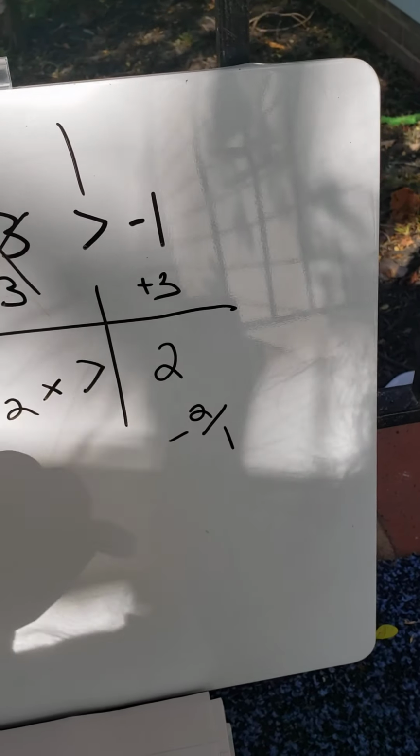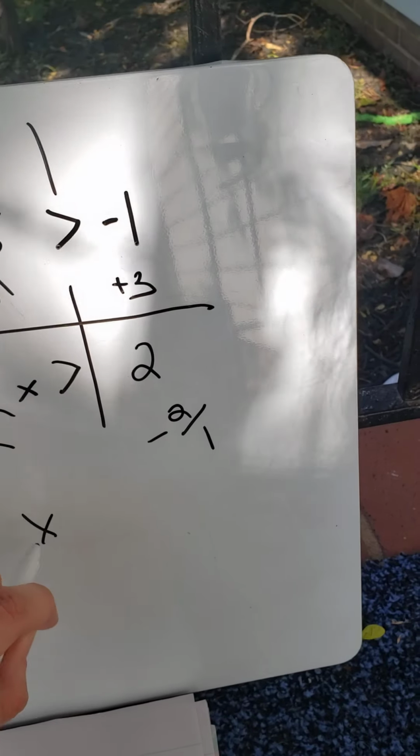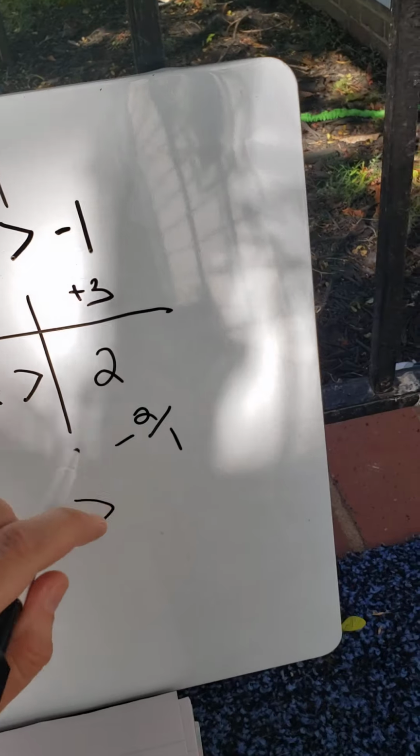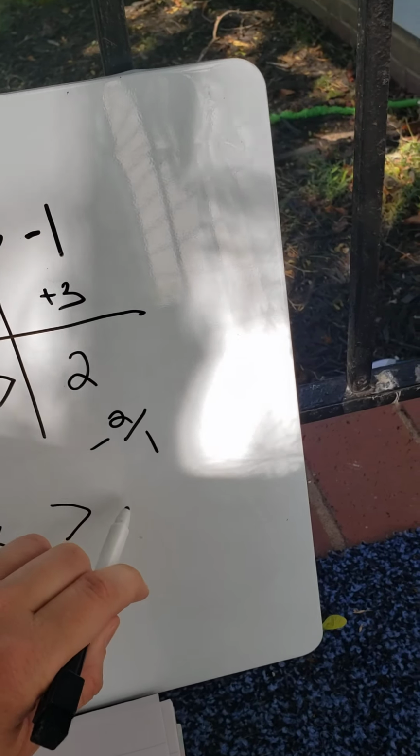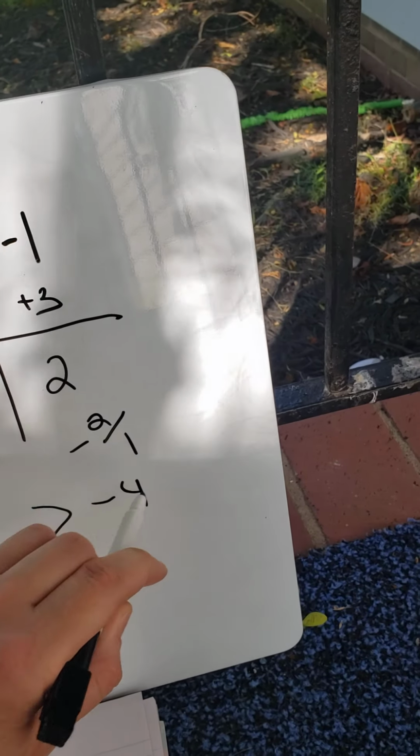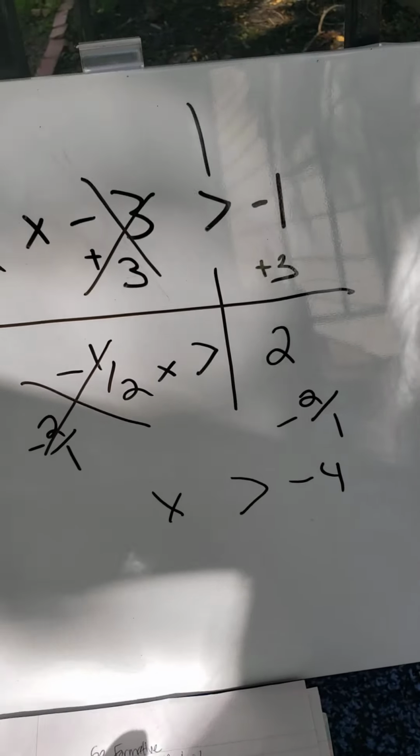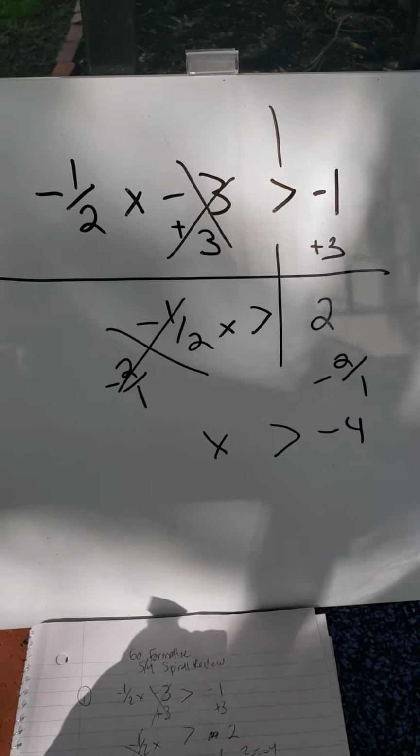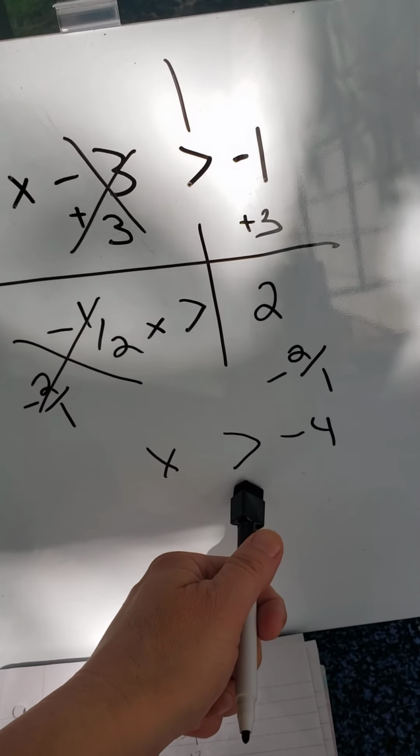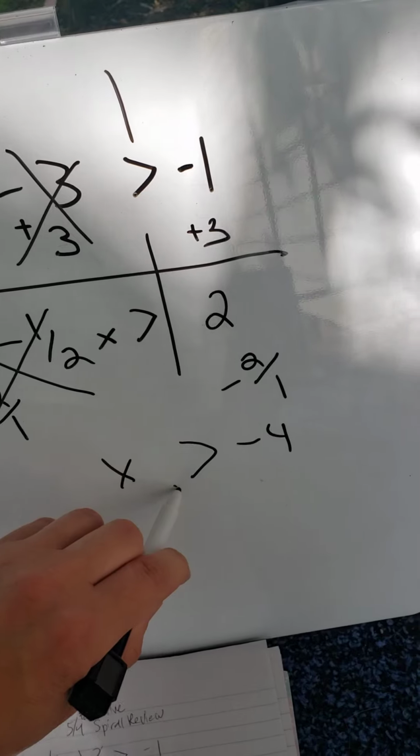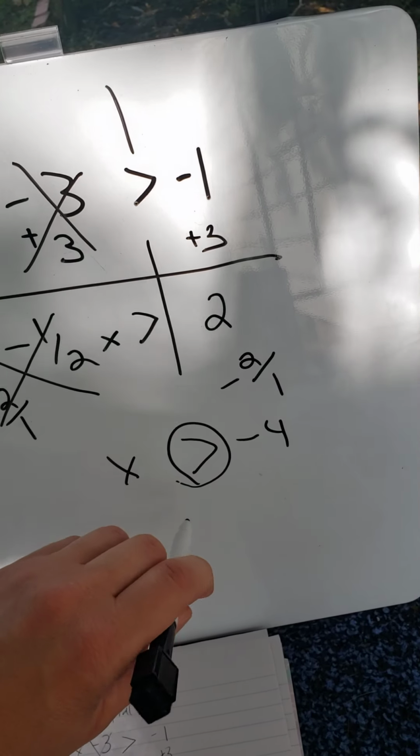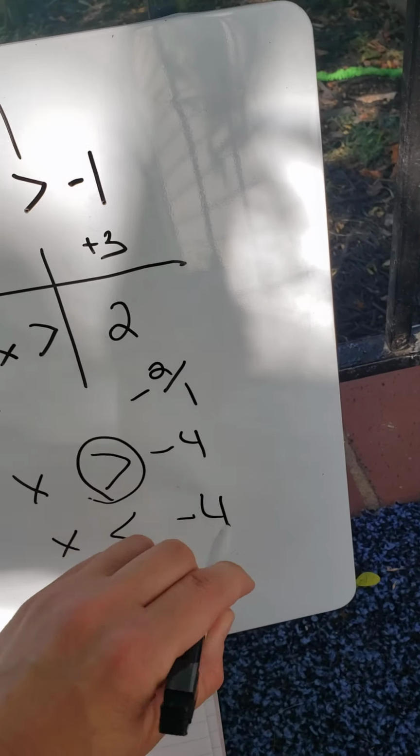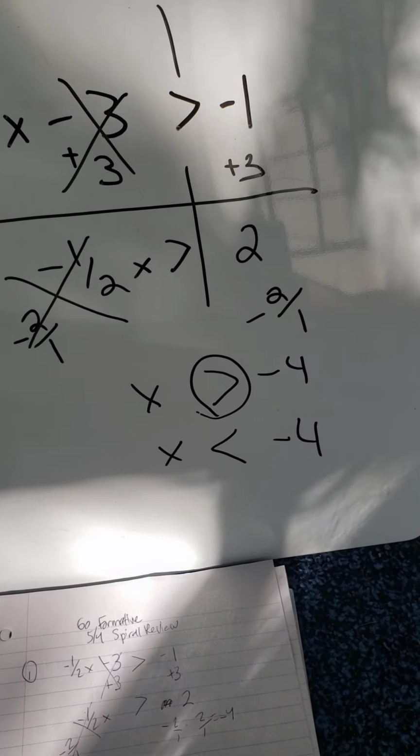So this cancels out, leaves us with x is greater than, and then we have 2 times negative 2 is negative 4. Now, the trick here is that we multiplied by a negative, which is what tells you that you need to flip your symbol. So now we flip it this way, and actually the answer is x is less than negative 4.